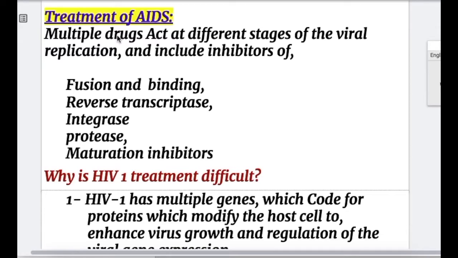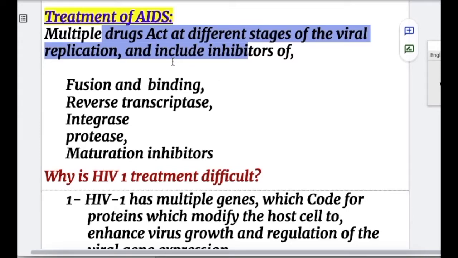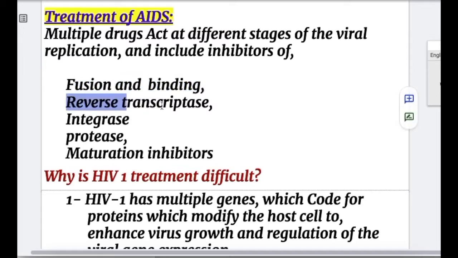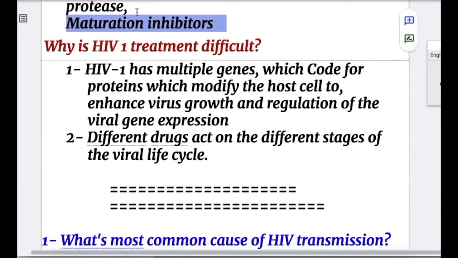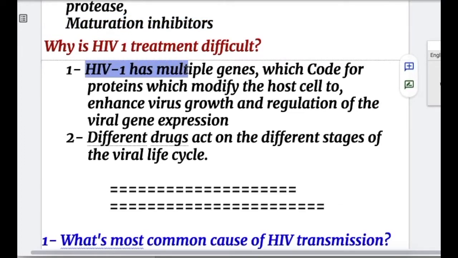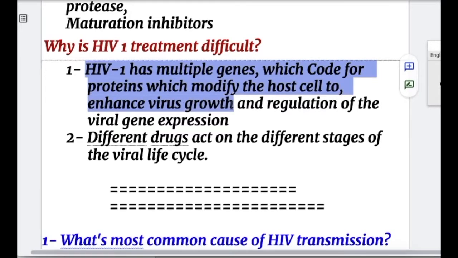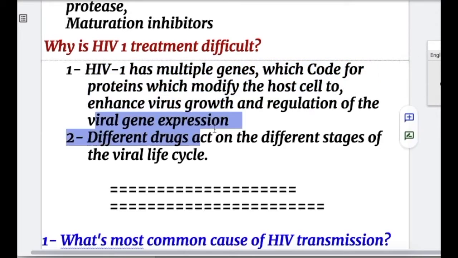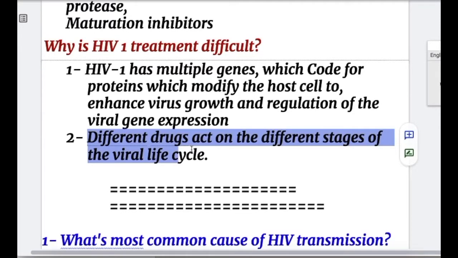Now, treatment of AIDS. Multiple drugs act at different stages of the viral replication, and they include, number 1, inhibitors of fusion and binding. Number 2, inhibitors of reverse transcriptase. Number 3, inhibitors of integrase, inhibitors of protease, and maturation inhibitor. Why is HIV-1 treatment difficult? HIV-1 has multiple genes which code for proteins which modify the host cell to enhance viral growth and regulation of the viral gene expression. And number 2, different drugs act on the different stages of viral replication in its cycle.